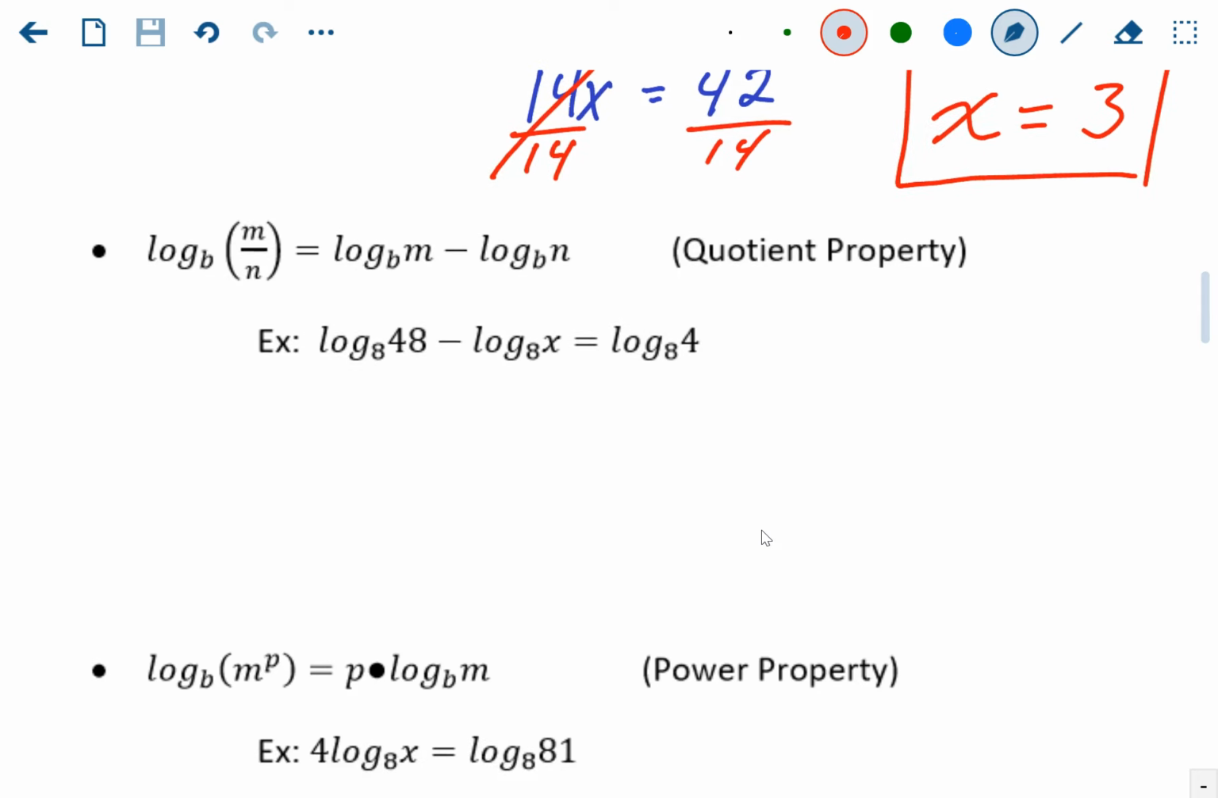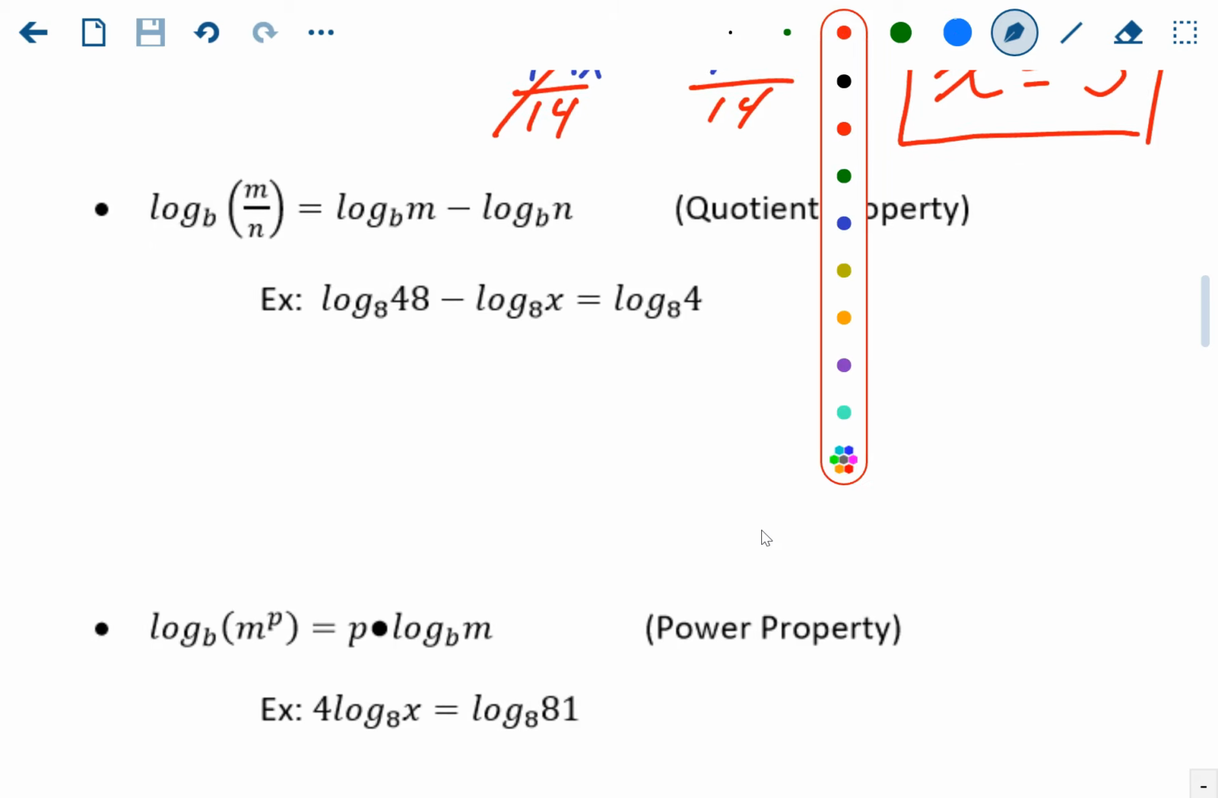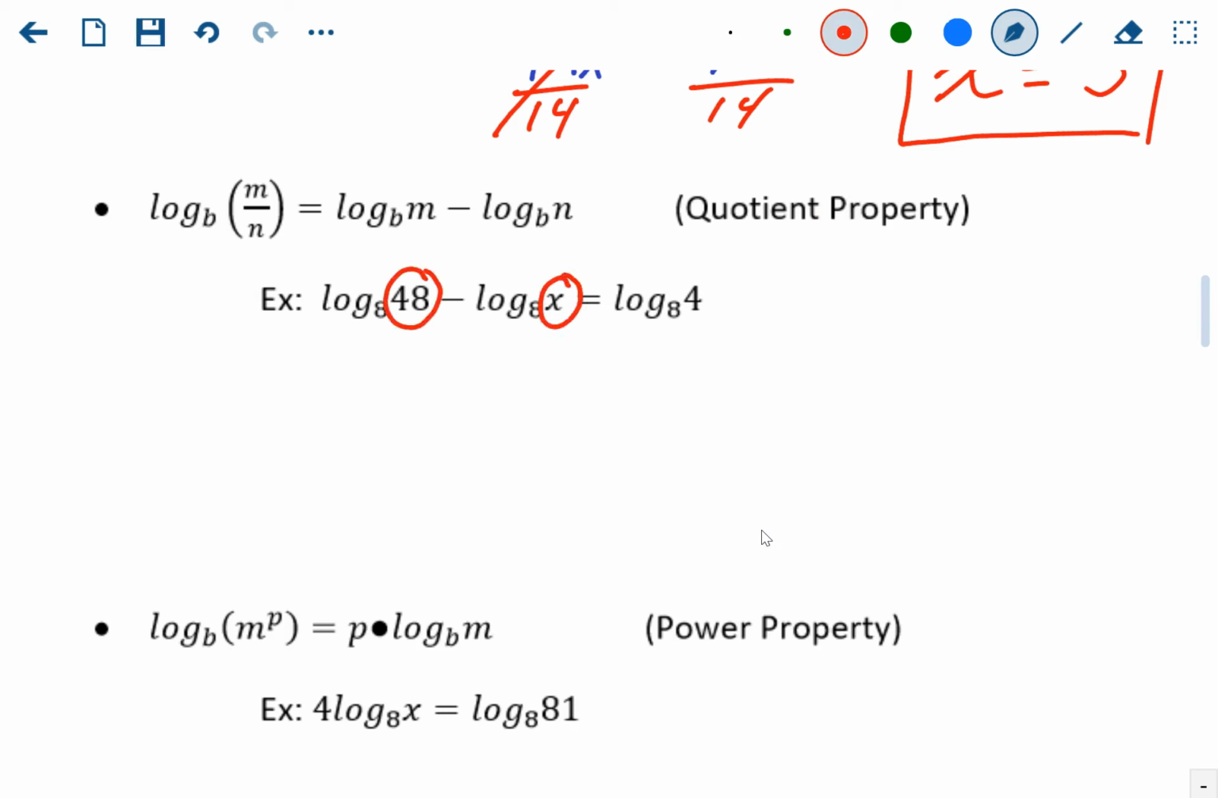All right, in our example, we have log base 8 of 48 minus log base 8 of x equals log base 8 of 4. So again, our bases are the same, and we're subtracting. So subtracting, we want to think division. So we're going to write this as one log base 8 of 48 divided by x. Equals the right side, which, nothing we could do there. Log base 8 of 4.